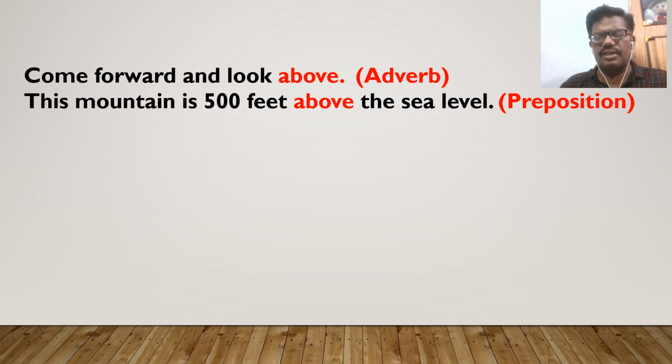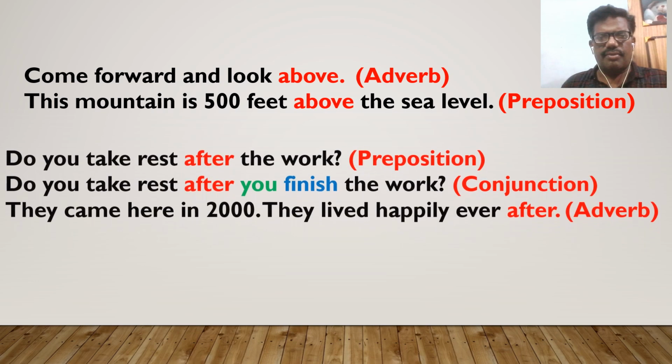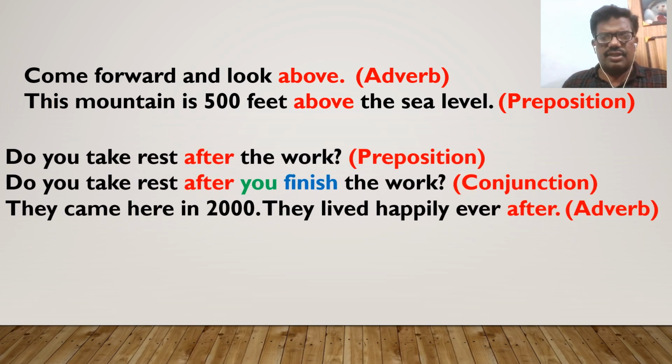Now let us look at the second set. Here in the first sentence, after the word after, we find a noun phrase, the work. So it is called preposition. In the second sentence, after the word after, you find a clause, that is subject plus verb, so it is called conjunction. In the third sentence, after the word after, there is nothing, no word is there, so here the word after is called adverb.